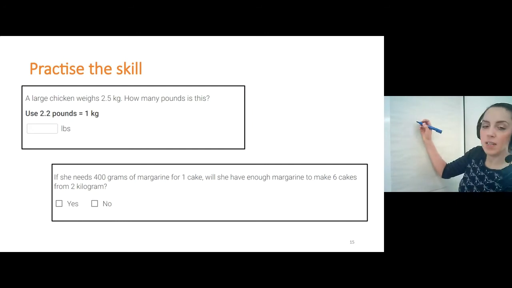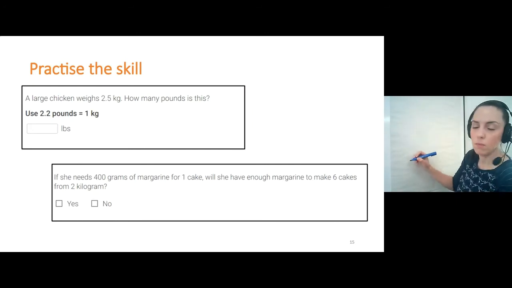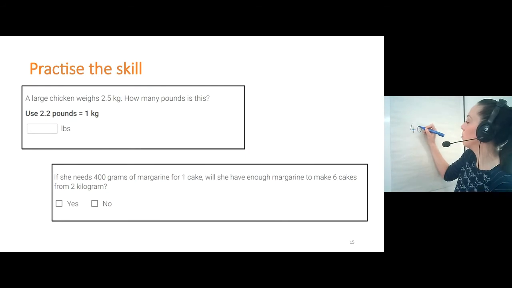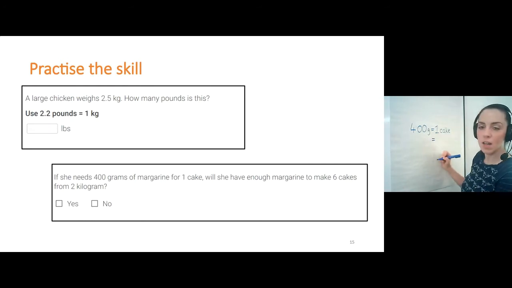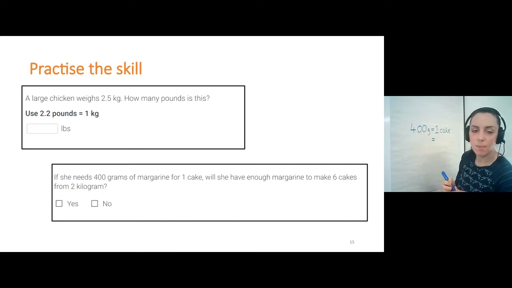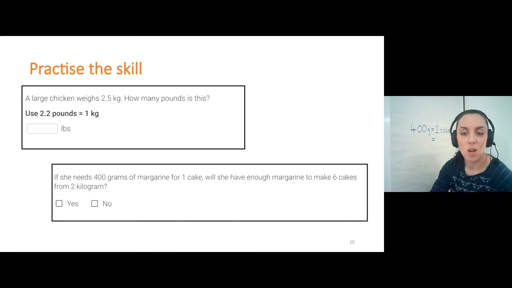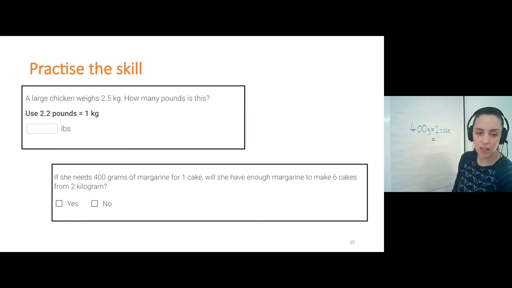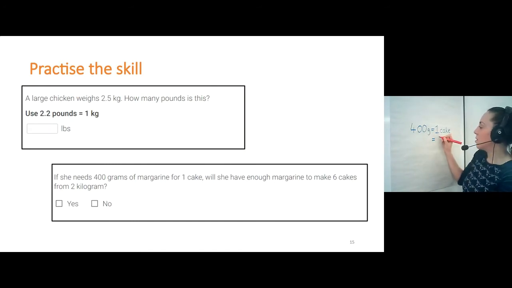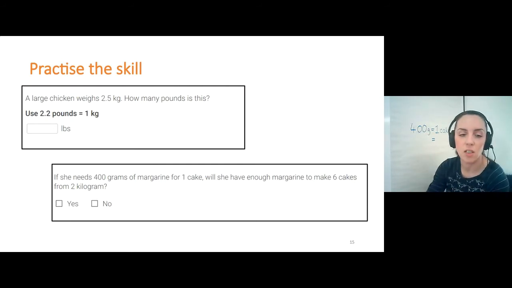Let me set it up just while everybody's having a go themselves as well. Does that help at all? So 400 grams equals one cake. Will she have enough margarine to make 6 cakes with 2 kilograms? So we know that she's trying to make 6 cakes. So we need to figure out how many grams of margarine she's going to be using, don't we? We know that 2 kilograms, because kilo means 1,000, will be 2,000 grams.